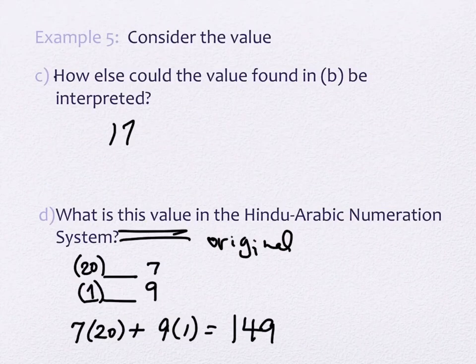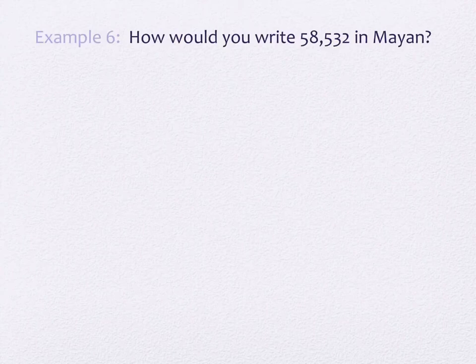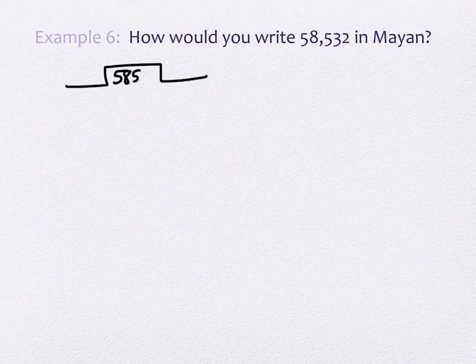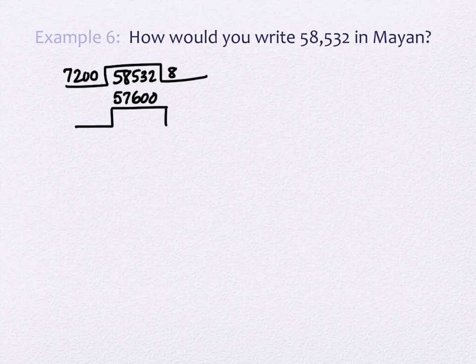All right. We have 58,532. So the number you start with always goes under the top hat. And you use the biggest place value that goes into that. And for us, that was 7,200. So how many times will 7,200 go into 58,532? 8. All right. And then what is 8 times 7,200? 57,600, and then we're going to subtract. So 58,532 minus 57,600.